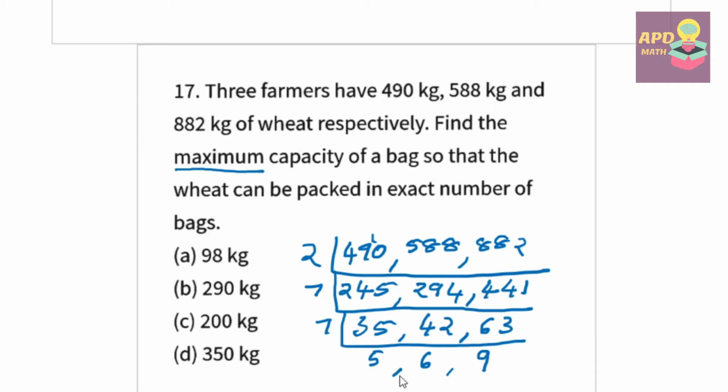Now we cannot see any common factor among 5, 6 and 9. No common factor among these. So HCF is equal to 2 into 7 into 7, that is equal to 98. Then the option is the first one, option A.